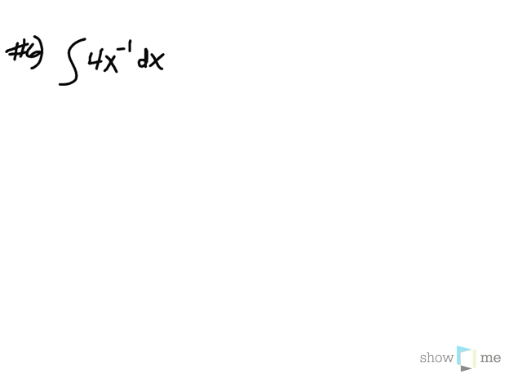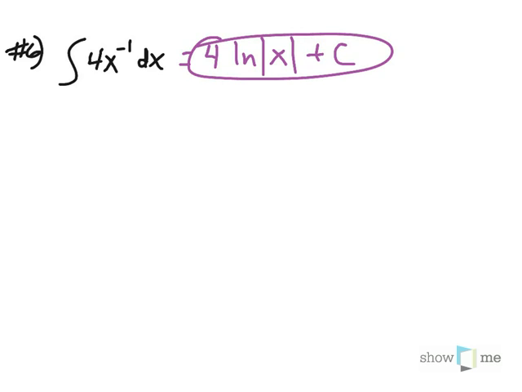Number 6 here, this is another special rule, x to the negative 1. If you use the regular rule where you add 1 to the exponent and then multiply by the reciprocal, you end up multiplying by 1 over 0, which is undefined. So the rule for this one, the 4 is a coefficient, pull that out in front. The antiderivative of x to the negative 1 is natural log of the absolute value of x. Then you add in your arbitrary constant. That's it.